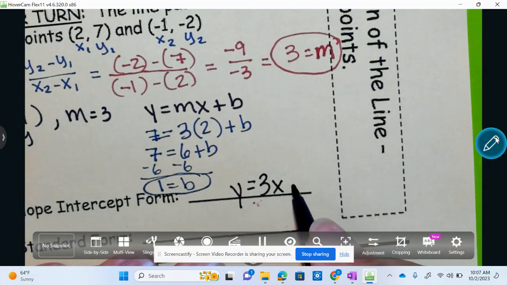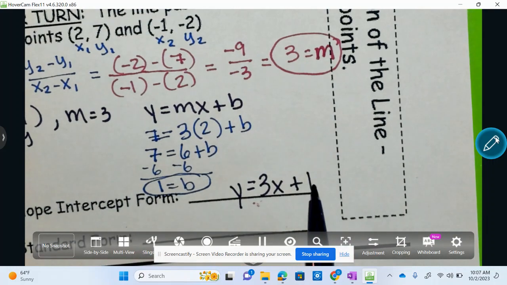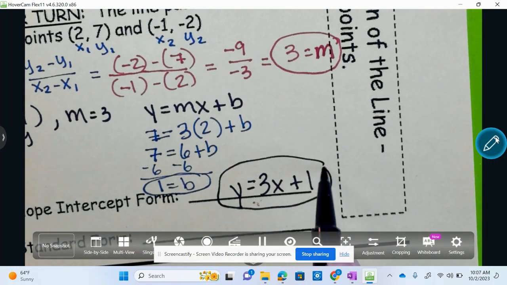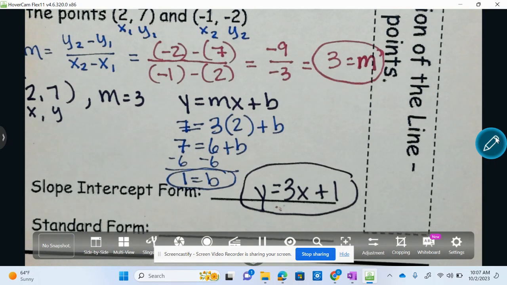Is it minus 1 or plus 1? Plus 1. Notice that we have the same equation on the right side as we did on the left side. How cool is that? Using two totally different ordered pairs, we still got the same equation.